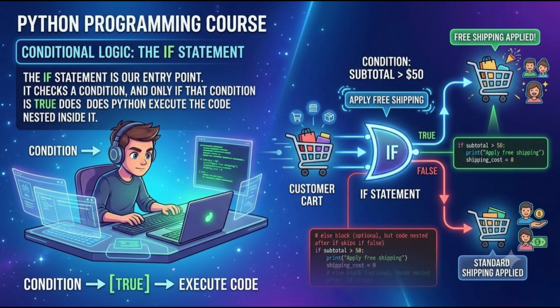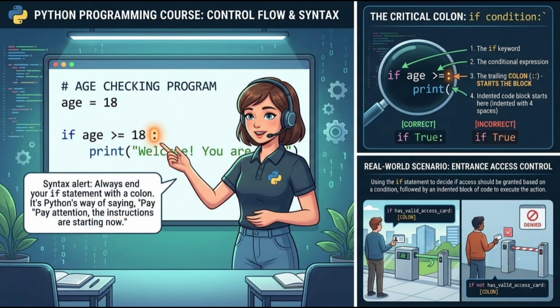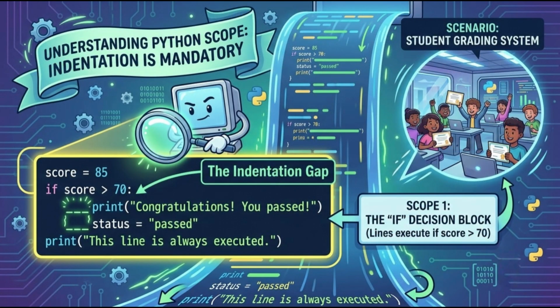The if statement is our entry point. It checks a condition, and only if that condition is true does Python execute the code nested inside it. Syntax alert: always end your if statement with a colon. It's Python's way of saying, pay attention, the instructions are starting now. Look at this gap. Indentation is mandatory in Python. It defines the scope, telling the computer which lines belong to that specific decision.